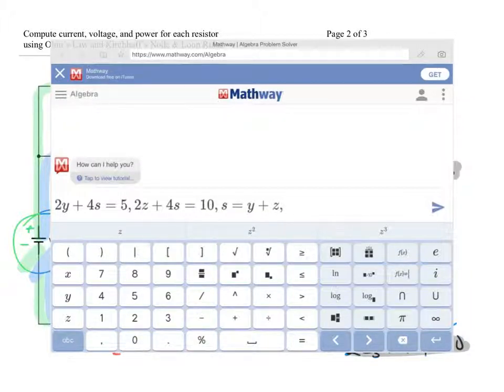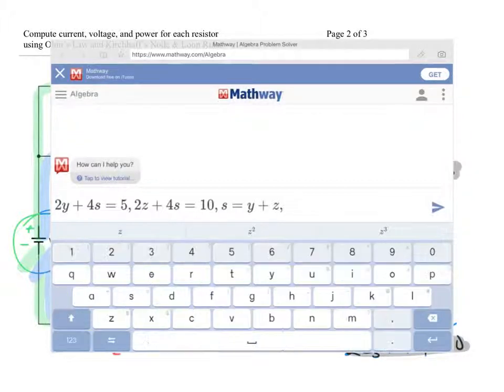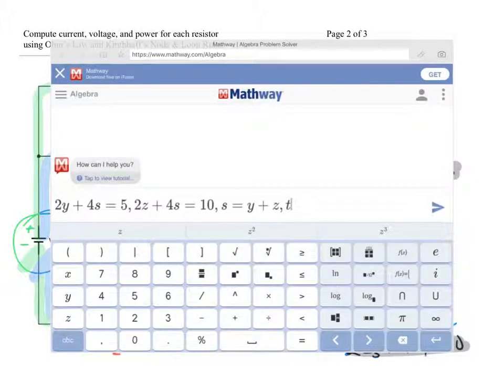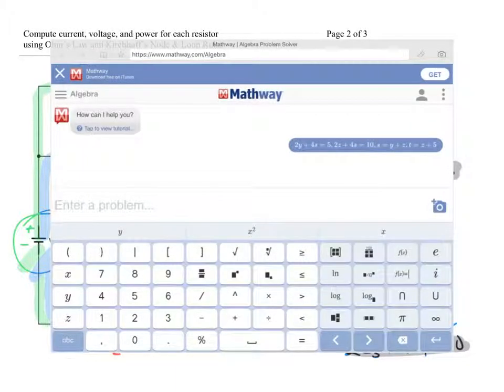And then the last one, I5 equals I3 plus 5, so our T, we'll make that T, equals, what is it? Z plus 5. So let's see if this was entered correctly. Here we go.